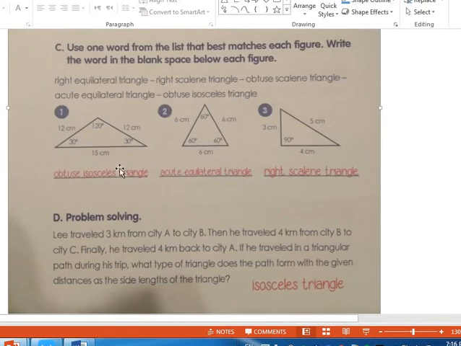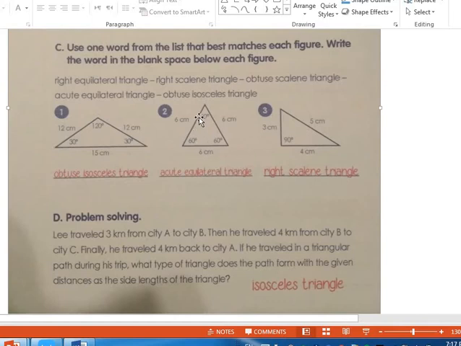So, here I have this triangle. It has inside it one angle that's greater than 90 degrees, 120 degrees. So, it's called an obtuse triangle. And I also have two sides equal in length, so it's called an isosceles triangle. So it's called an obtuse isosceles triangle. And here I have what? According to the sides, I have three sides equal in length, so it's called an equilateral triangle.